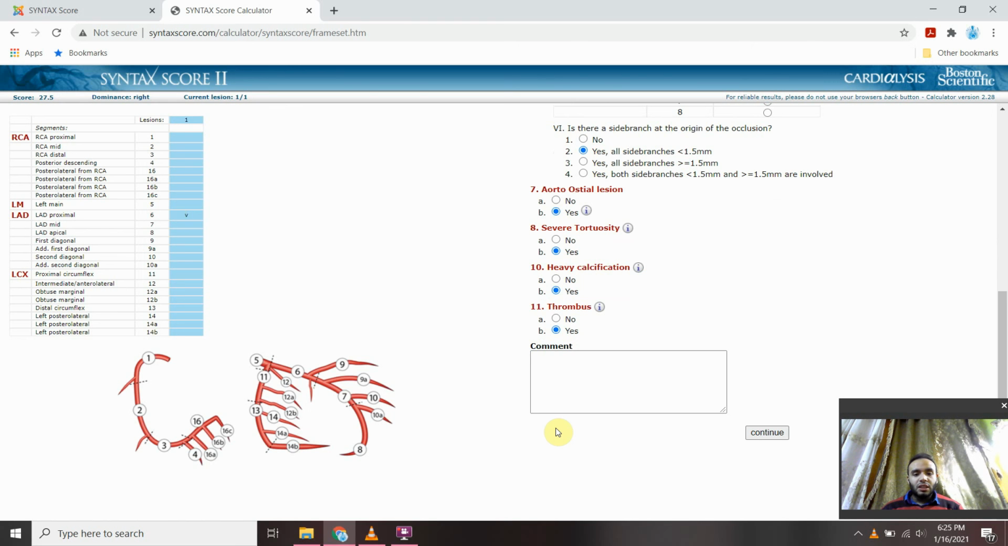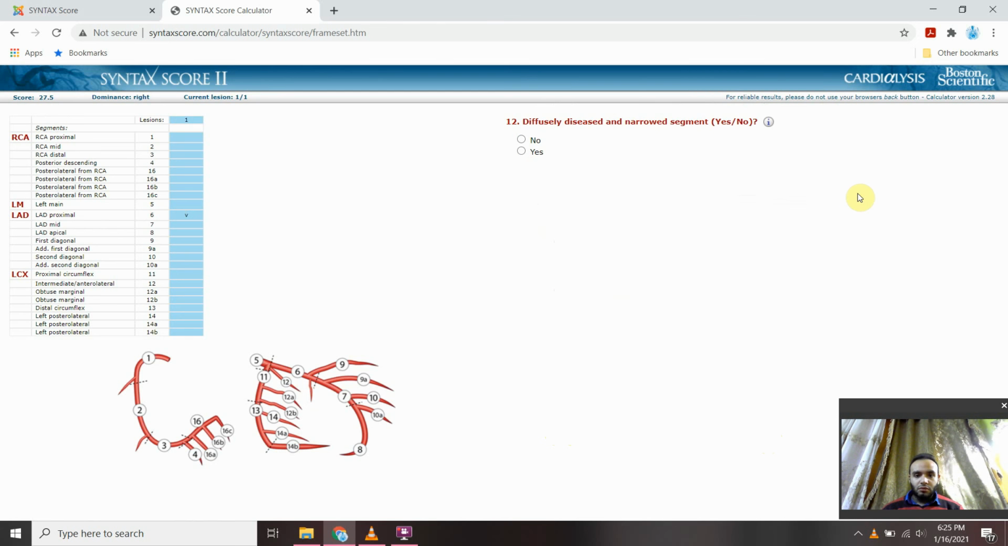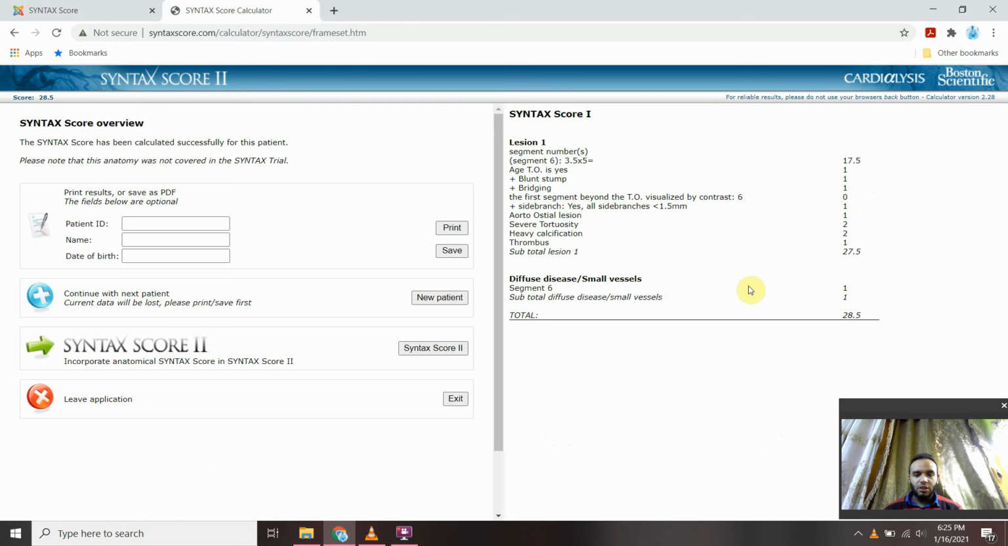If you write a comment like diabetes or hypertension, it's not changing the score, so no need to write any comment. Proceed. Diffuse disease and narrow segment. Yes. LAD proximal. Calculate score.